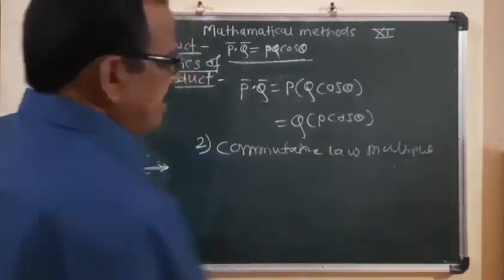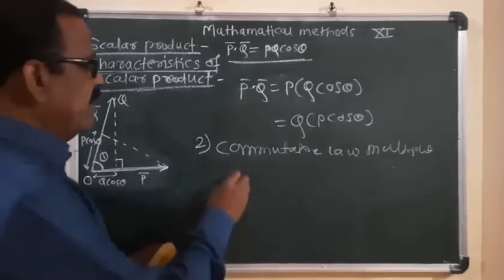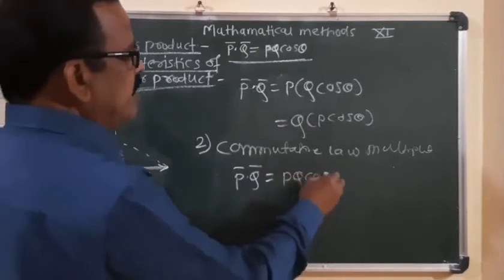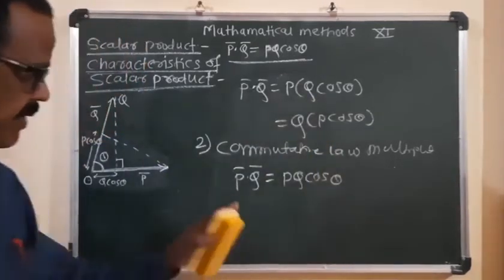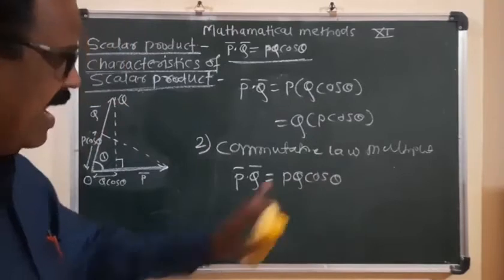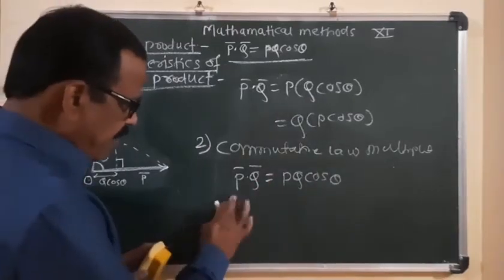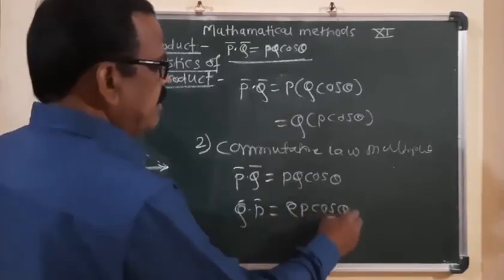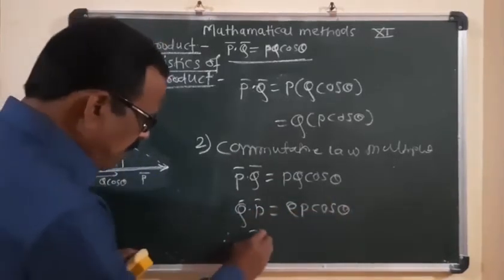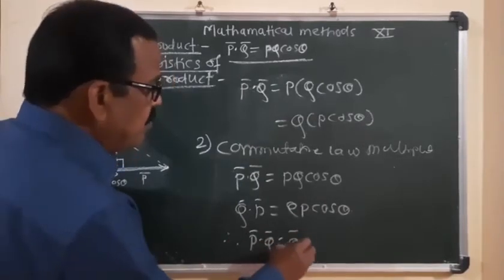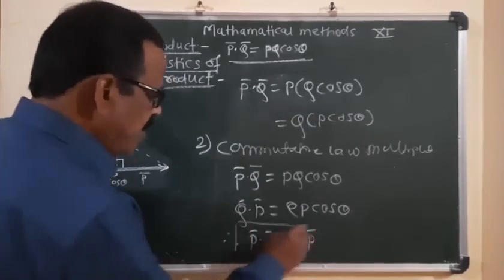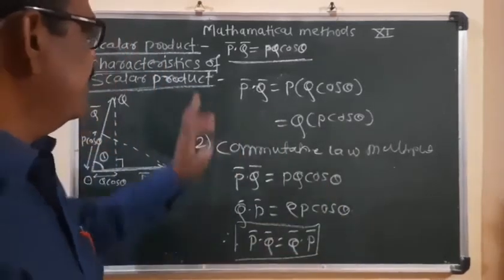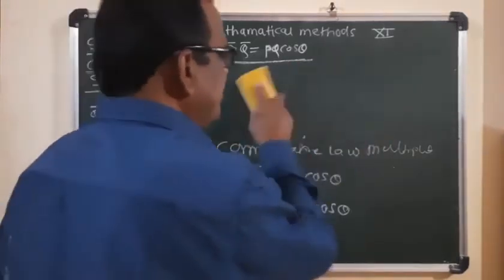Commutative law of multiplication, that is, we consider two vector p bar dot q bar, which is equal to pq into cos theta. Angle between them is equal to theta. This can be written as q bar dot p bar is equal to qp into cos theta. Therefore, p bar dot q bar is equal to q bar dot p bar. This law is called as the commutative law of multiplication in case of scalar product of two vectors.